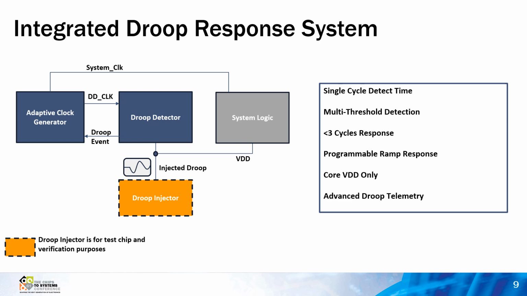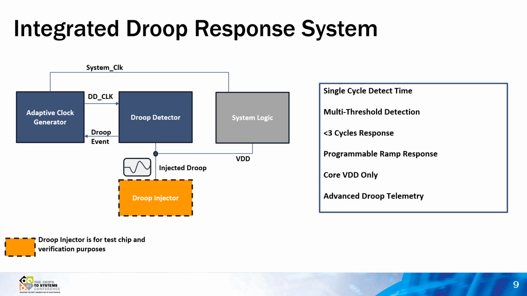When the droop detector sees a droop event, it signals the clock generator, which will then rapidly reduce the clock frequency. The total system response time is no more than 3 clock cycles. The adaptive clock generator will then intelligently restore the clock back to its normal operating frequency with a smooth ramp. The ramp rate is also programmable.